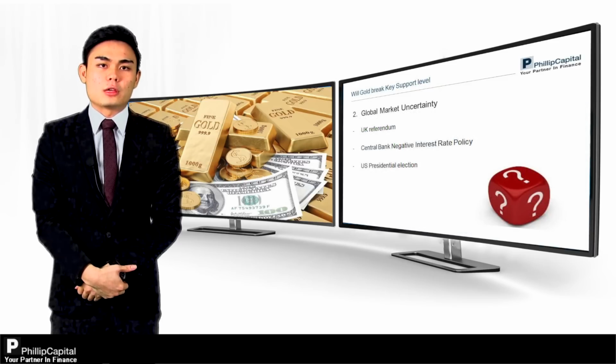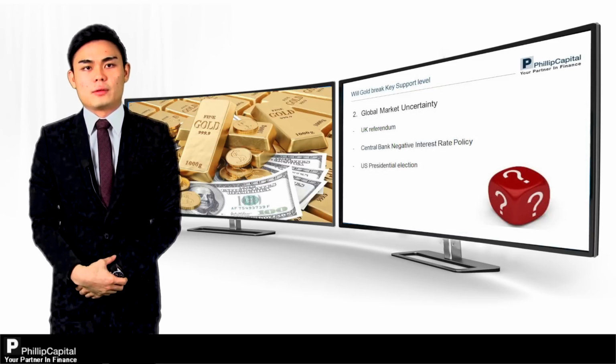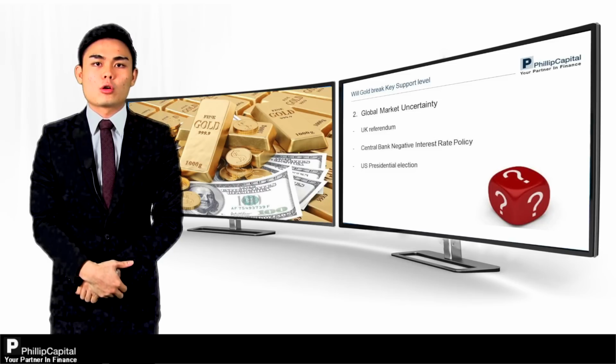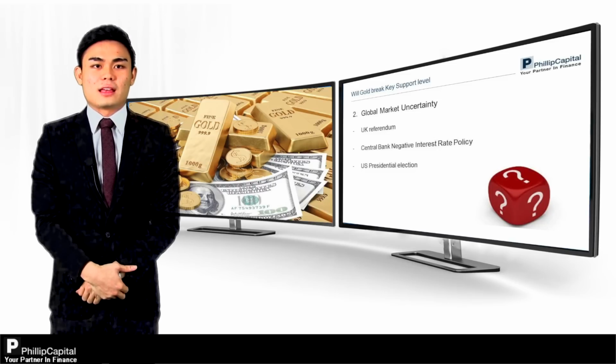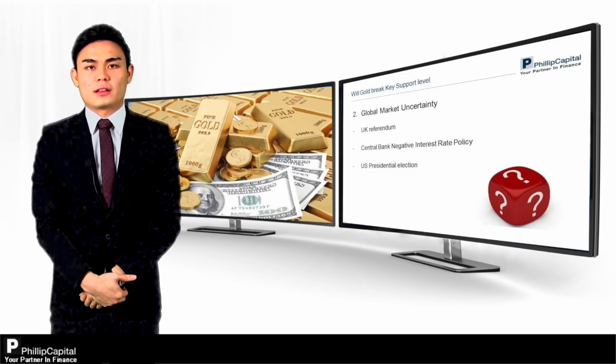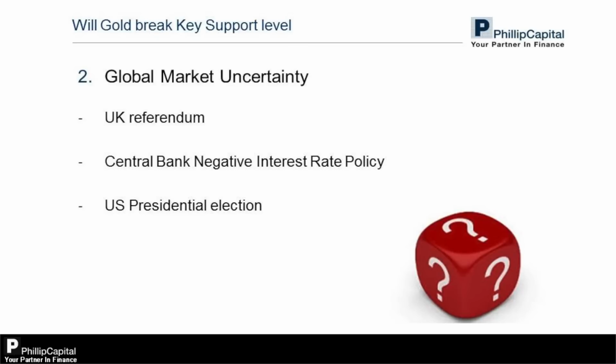Another factor that will keep gold prices above the key support level is the overall global market uncertainty, largely contributed by several factors, such as the recent UK referendum where the UK chose to leave EU membership, the negative interest rate policy implemented by various central banks, and lastly the upcoming US presidential elections. These factors, I believe, will be significant in affecting the price movement of gold.